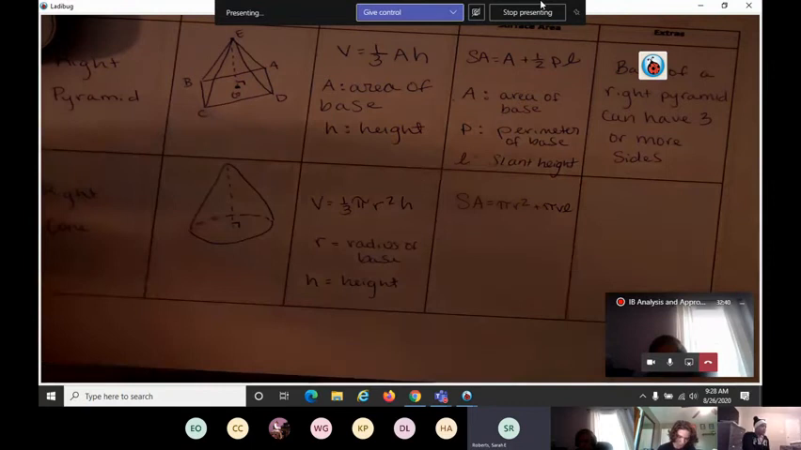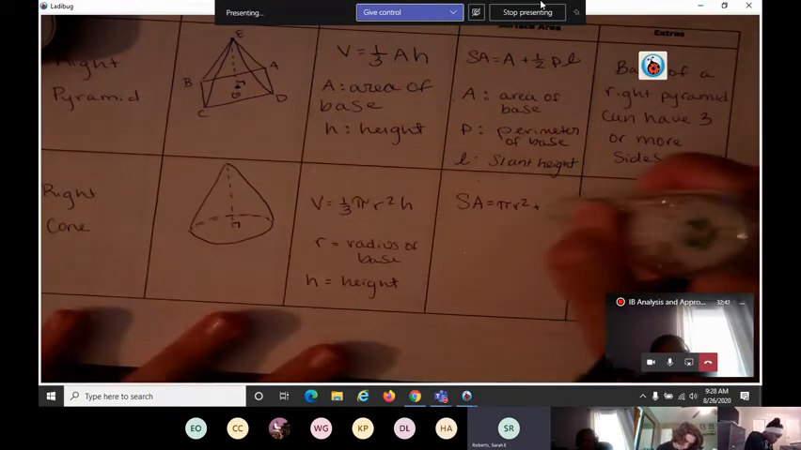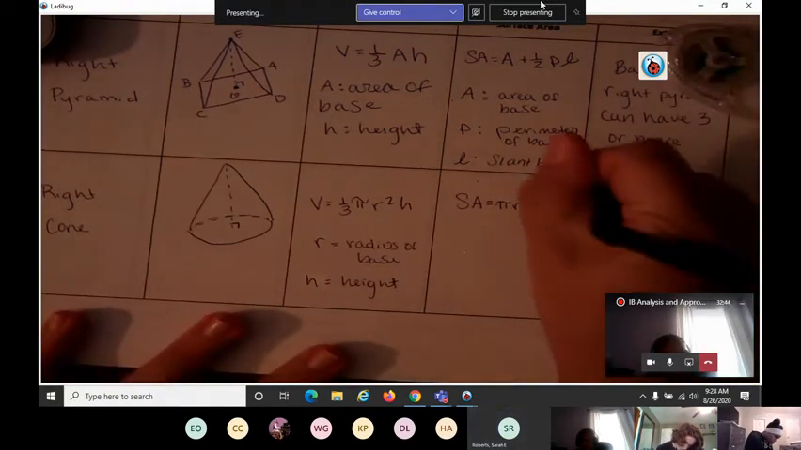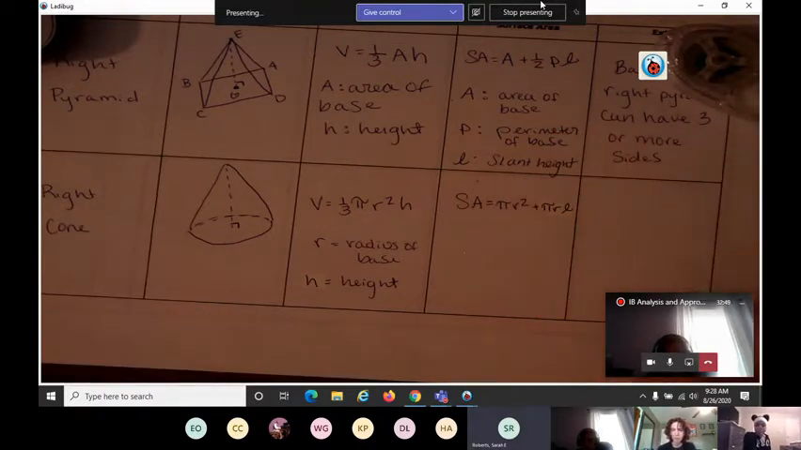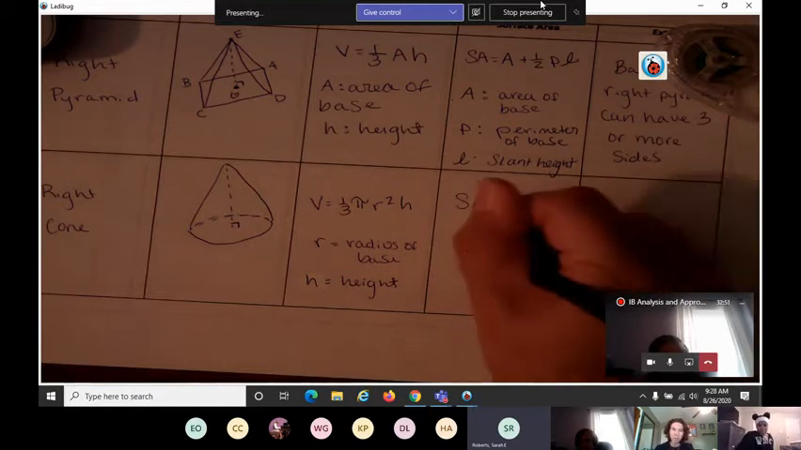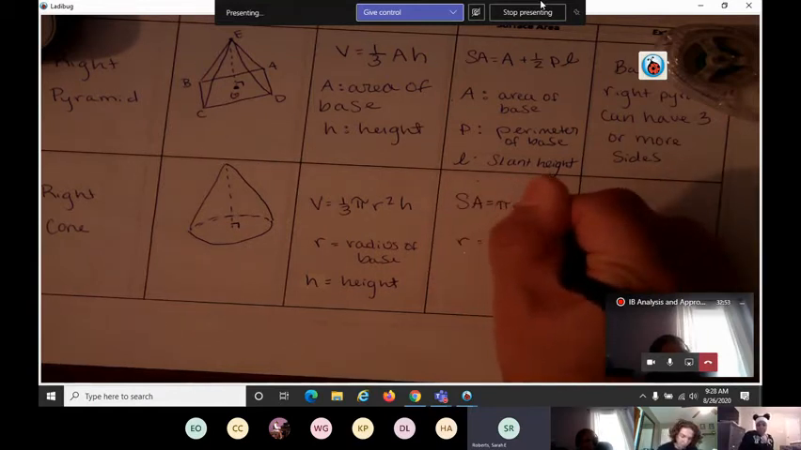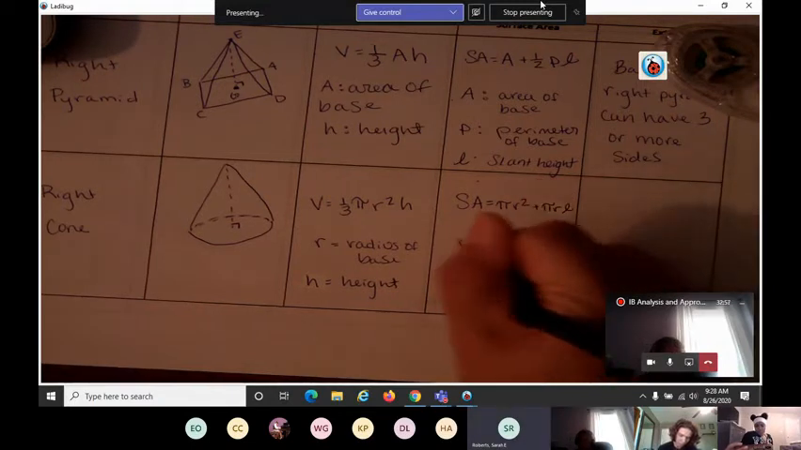I feel like this kind of looks like a V and something weird. I, R, L. Okay, remember again, R is the radius of the base. L is the slant height.